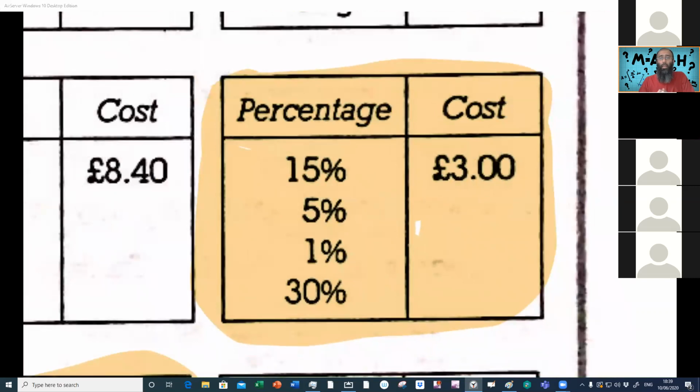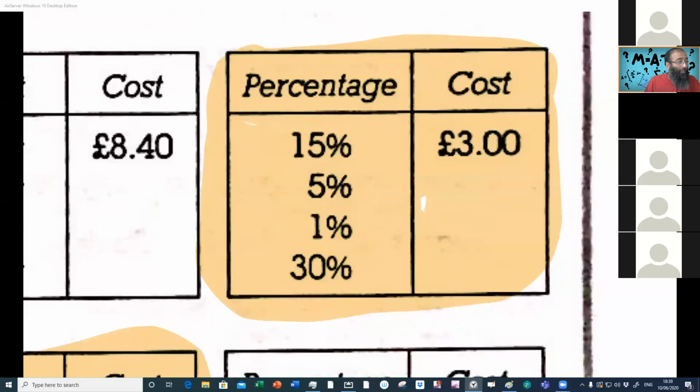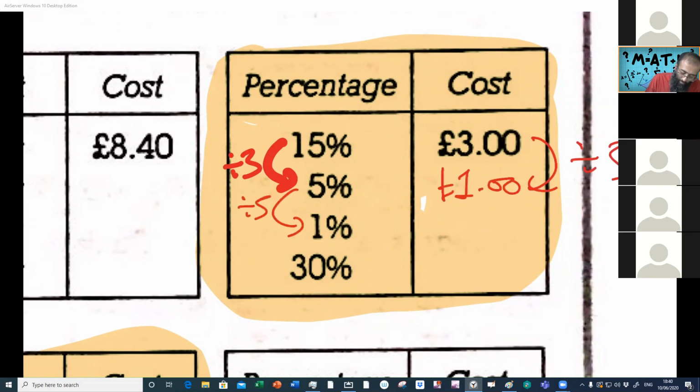Okay, let's have Aliza, please. Aliza, jump into this question, please. Mic on. Let's go. Okay, so for 15 to get to 5, you have to divide it by 3. So you have to divide £3 by 3, which is £1. Then for 5 to get to 1, you have to divide it by 5. So you do £1 divided by 5, which is 20p. Good. Then for 1 to get to 30, you have to times it by 30.